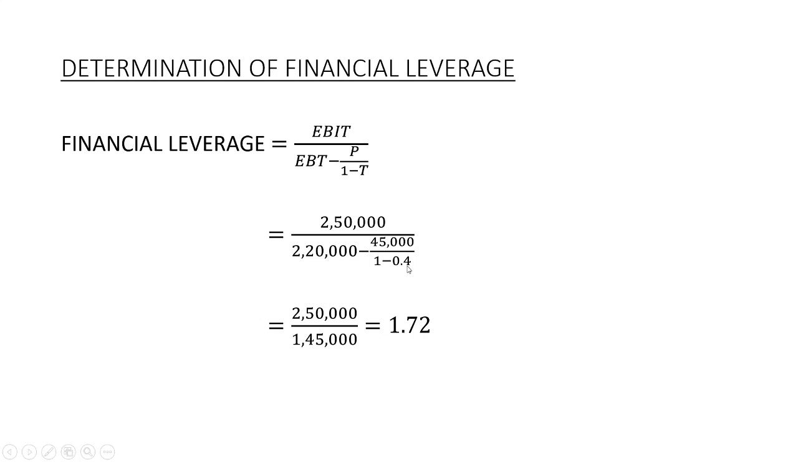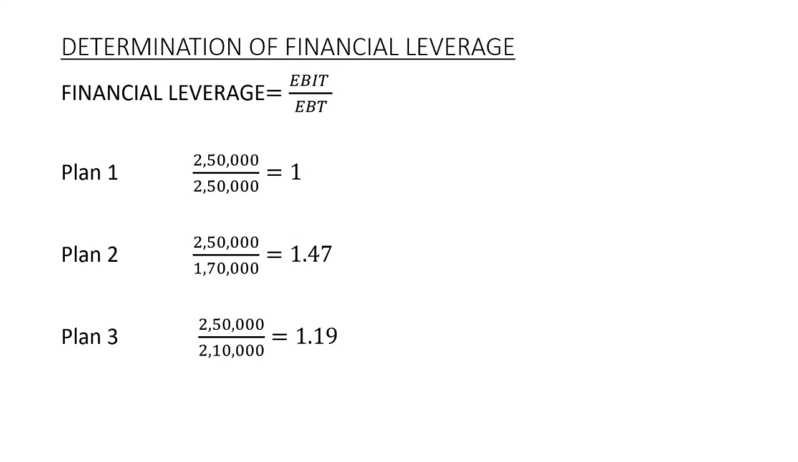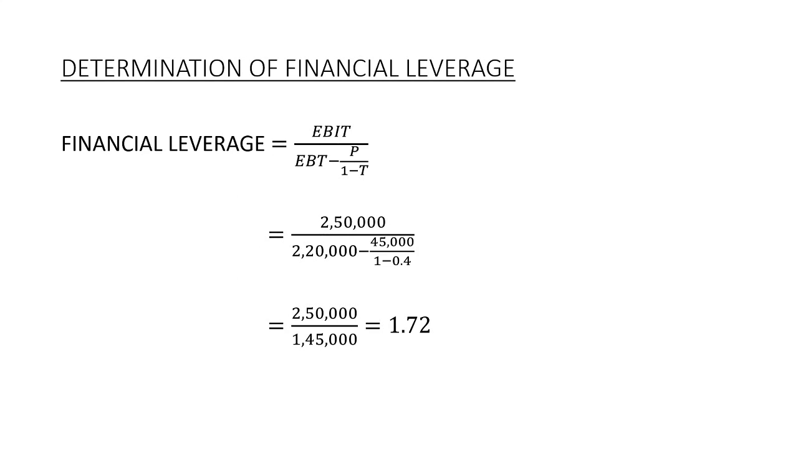1 minus 0.4 is 0.6. 45,000 divided by 0.6 is 75,000. 2,20,000 minus 75,000 gives you 1,45,000. So 2,50,000 divided by 1,45,000 is equal to 1.72 times. So we have found out the financial leverage. Plan 1 it is 1 time, plan 2 1.47 times, plan 3 1.19 times, and in case of plan 4 it is 1.72 times.